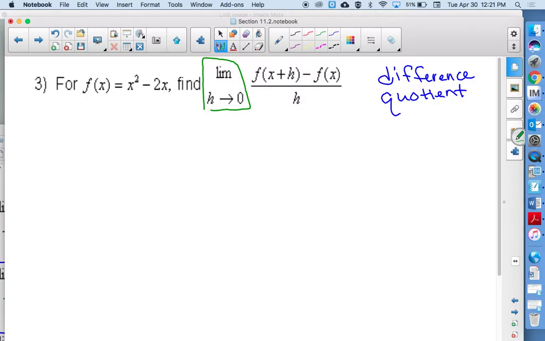So you start with the f of x plus h. When you plug in just zero, plug in the x plus h into the other equation. Exactly. So we're not going to do the zero part yet.